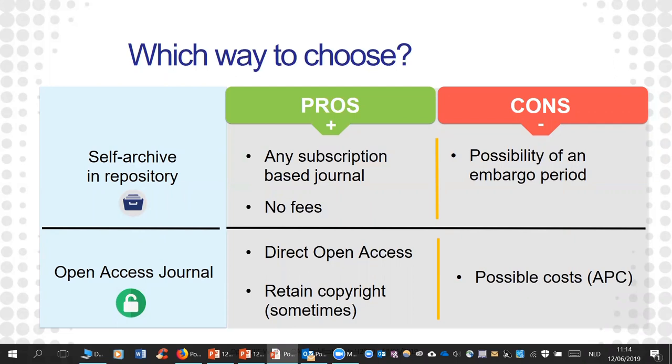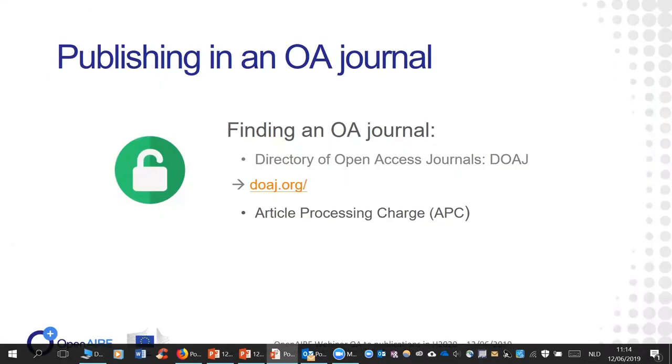So let's start maybe with talking a little bit more about open access journals. So maybe you don't really know, okay, where can I find an open access journal in my domain? Well, there is a directory of open access journals, which has a list of high quality open access journals and also gives more information about those journals. And you can look on a subject level. So I put a link there to the directory of open access journals. The slides will be shared, so you will be able to follow all the links.